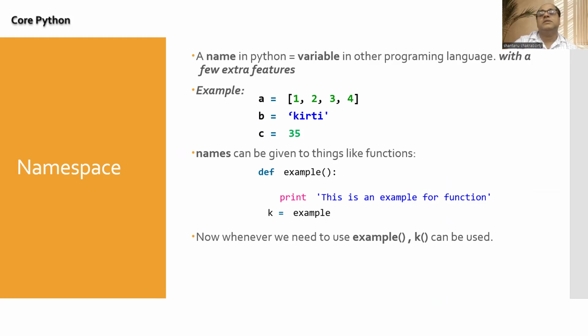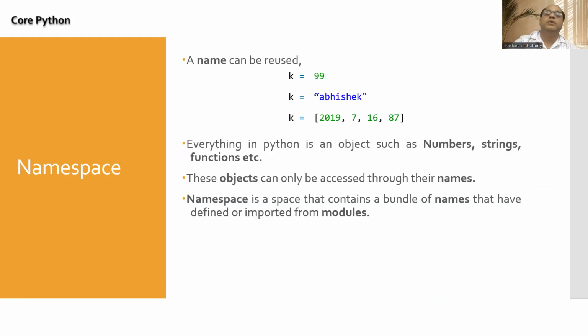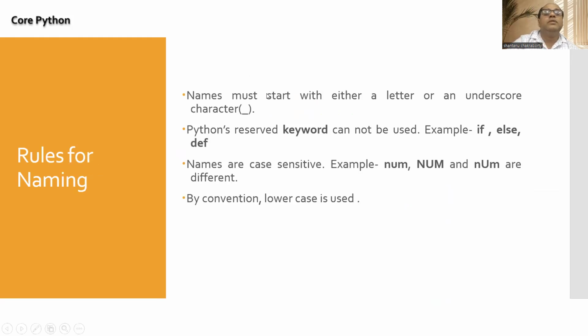For example, this is a name given to a function which can be referred to in your program code. So a name can be used. Everything in Python is an object, such as a number, string, function, etc. And the objects can be accessed through their names directly or indirectly. Now, there are various rules for naming. Number one, names must start with a letter or an underscore.